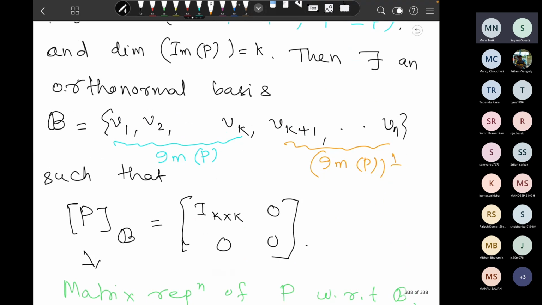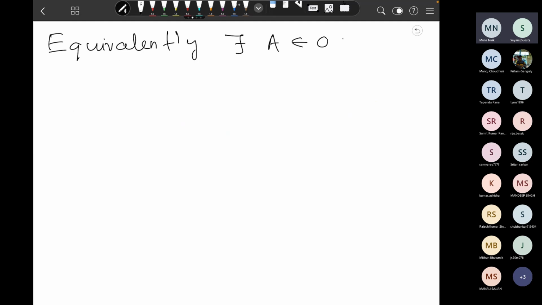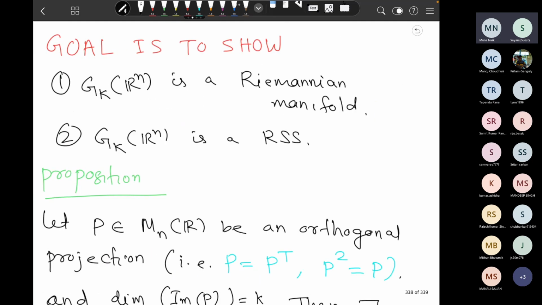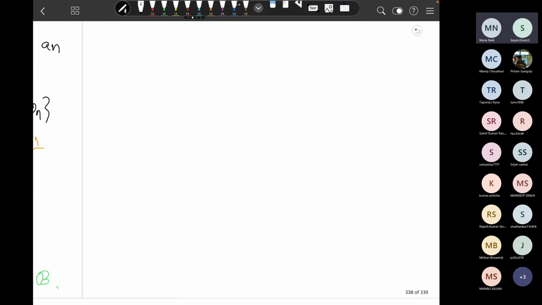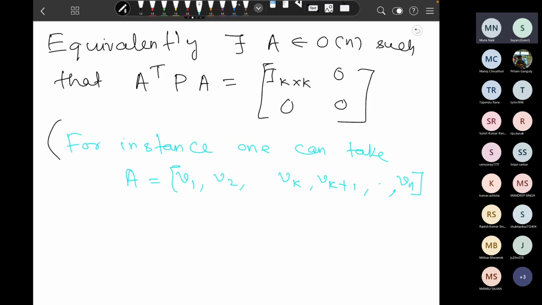Okay, so equivalently, there exists a matrix A belonging to O(n) so that A transpose PA is equal to I k cross k, 0, 0. This is also clear because this is the same statement I am really writing in a different form. For instance, one can take A to be simply V1, V2, ..., Vk, Vk plus 1, ..., Vn.